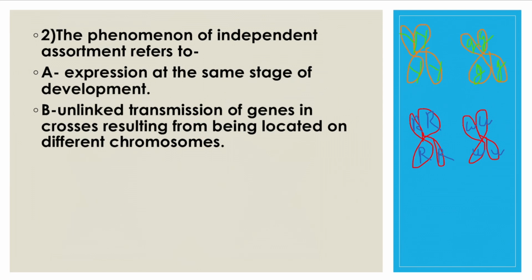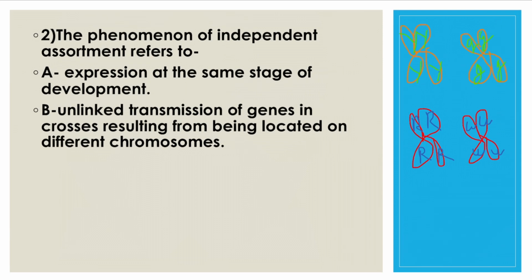So when these two characters go to the next generation, they will go independently of each other because they are present on different chromosomes. If both the alleles, that is yellow and round or green and wrinkled, had been on the same chromosome, they may not go independently of each other. They may have been linked.